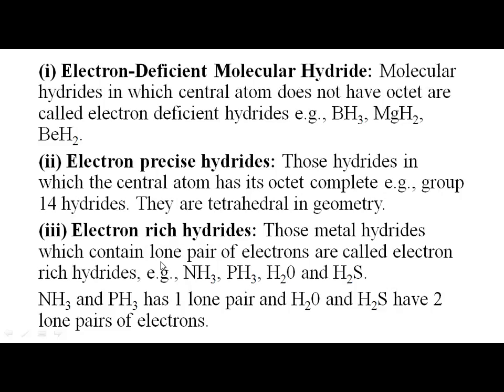The third type of hydrides is electron rich hydrides. Those hydrides which contain lone pairs of electrons. I am not saying that they have more than 8 electrons. No, students, they have 8 electrons only on the central atom. But since they have lone pairs of electrons, they become electron rich hydrides. So that is the third type: electron rich molecular hydrides.